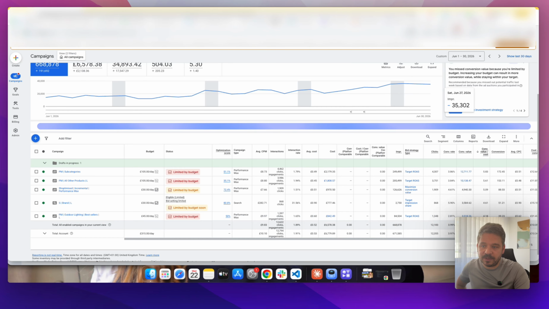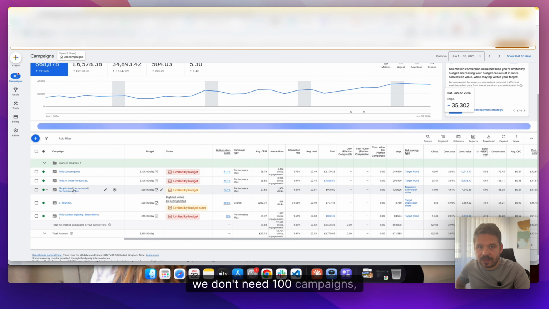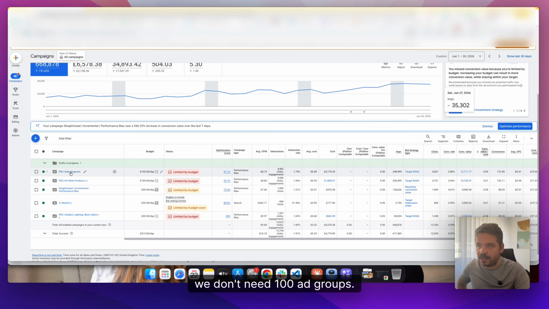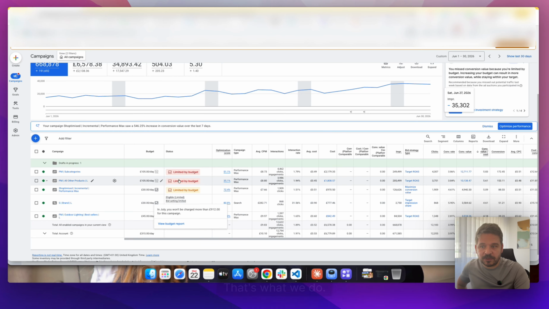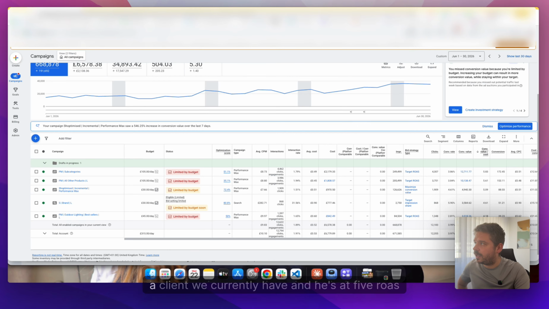So this is really important. And as you can see, guys, we don't need 100 campaigns, we don't need 100 ad groups. This works really well. And that's pretty much it. That's what we do. I just wanted to show you live a client we currently have, and he's at 5 ROAS at the moment.